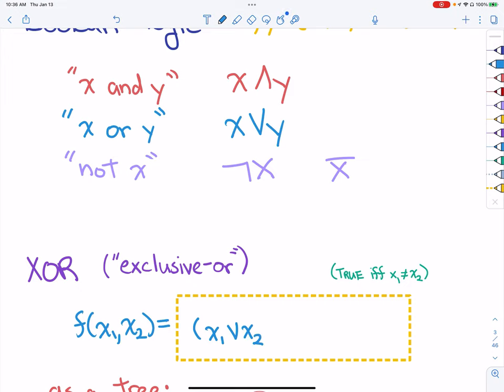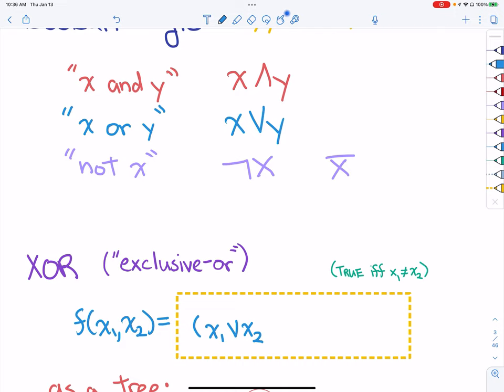Okay, so X1 or X2, and then is there a parenthesis here? Okay, and not X1 and X2. I think that's correct, and I think I understand your logic. We need to know that at least one bit is set to true, and that not both are. So we have two clauses.